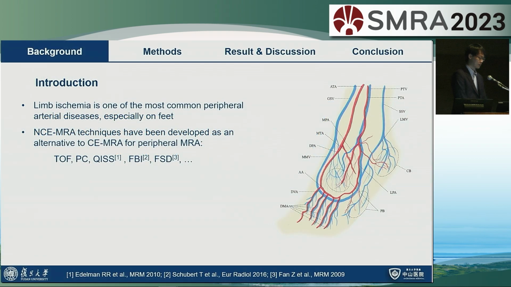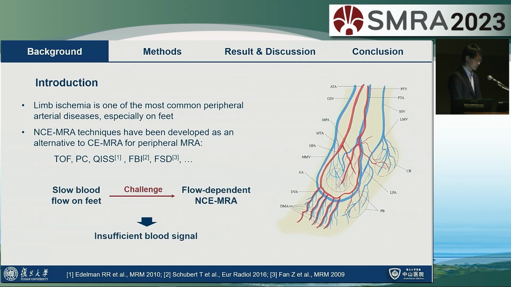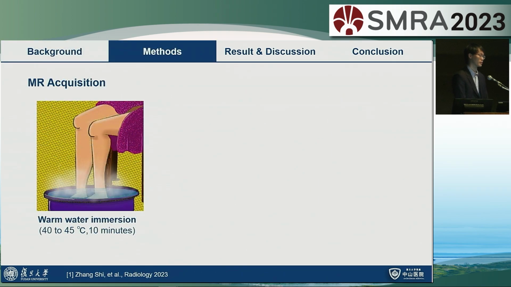As we know, limb ischemia is a common peripheral artery disease, especially on feet. Several different non-contrast enhanced techniques have been implemented on foot MRA, but most of them are flow dependent. So there is a challenge, which is the slow blood flow on the feet, which could result in insufficient blood signal. In this work, we try to solve this problem by using a simple but very effective method, which is to ask the patients to immerse their feet in warm water for around 10 minutes.